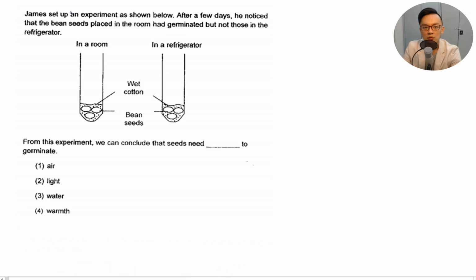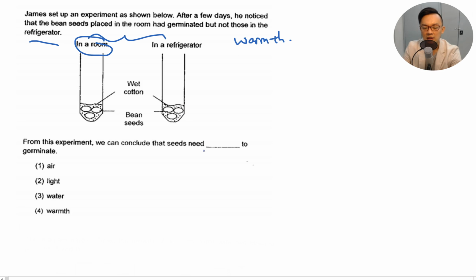James set up an experiment as shown below. After a few days, he noticed that the bean seeds placed in the room had germinated, but not those in the refrigerator. From this experiment, we can conclude that, so room and refrigerator, the difference between these two locations is warmth. So the room has warmth, but the refrigerator does not.